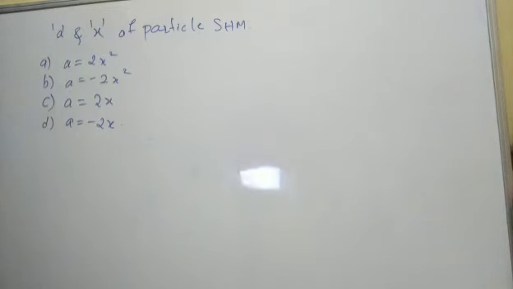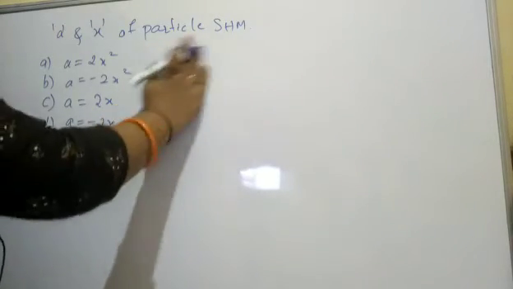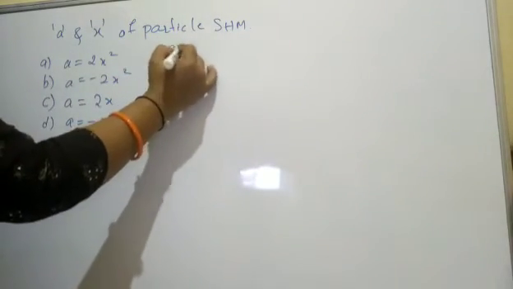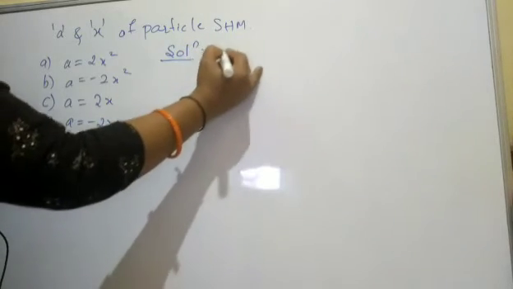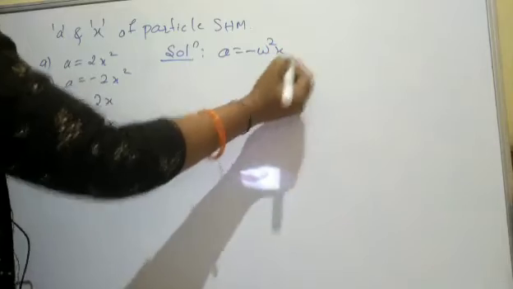But let us cross check which will be the correct form, which is executing simple harmonic motion, how the displacement and acceleration are related to each other. So let us go ahead with this solution. We have, so solution of this problem, we have acceleration that is minus omega square x.